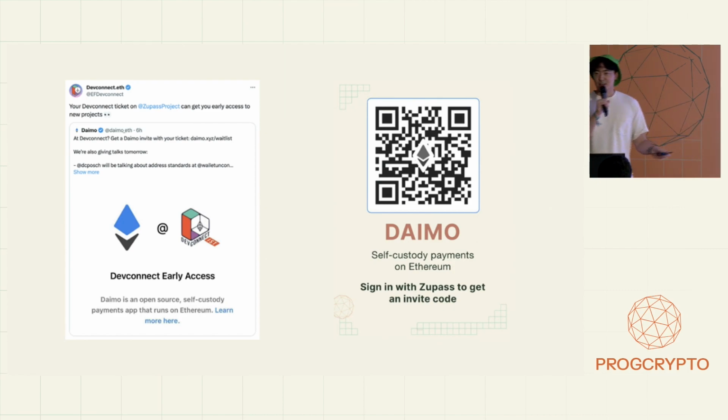Another example of this kind of faucet mechanic is the Dymo team, who is building an open source USDC-based wallet. And one of the things they have is, you can scan this QR code too if you're curious, but you can log in with your Zupass in order to get an invite code to the mainnet launch of Dymo. It's another example, again, of how a faucet or initial seed is locked behind a ZK proof.